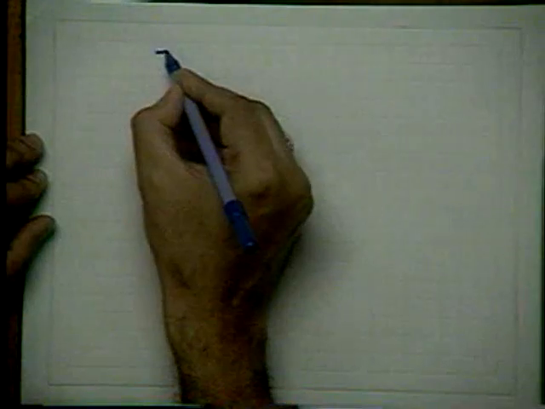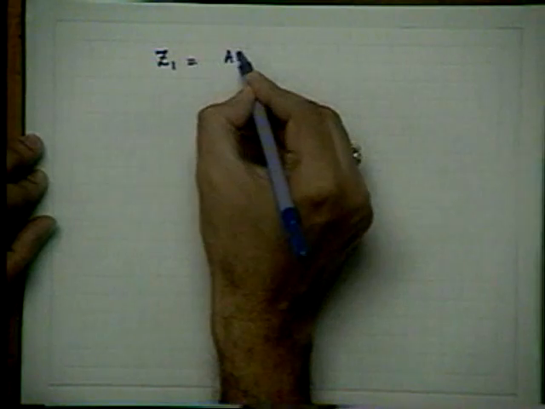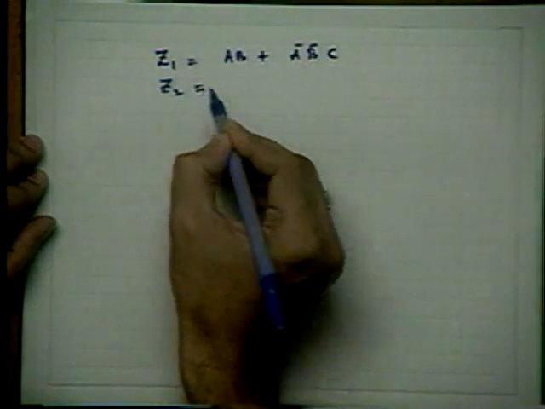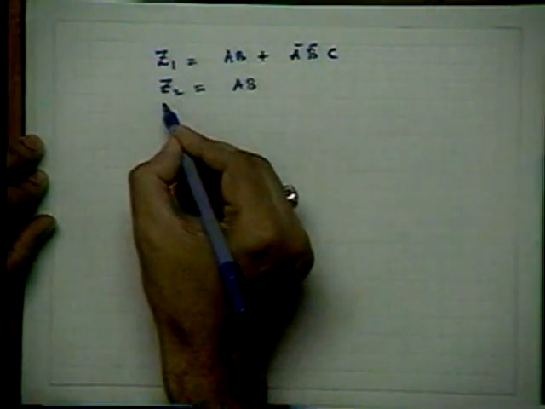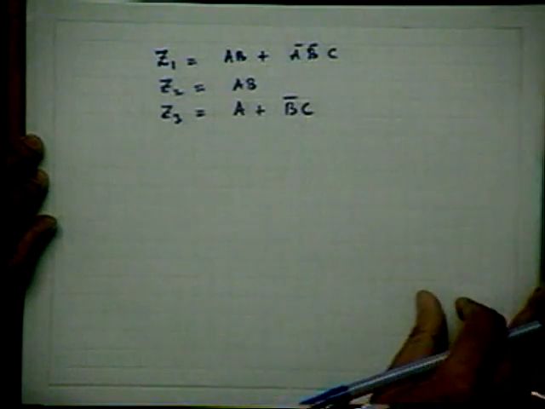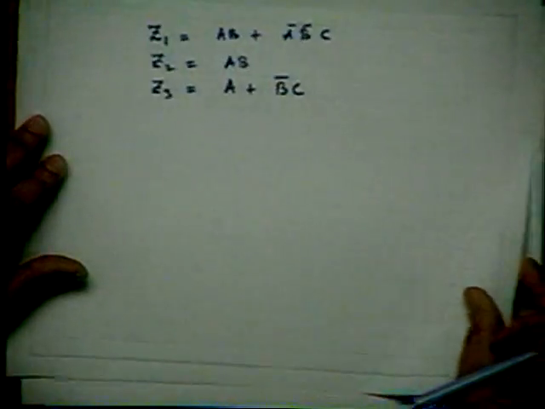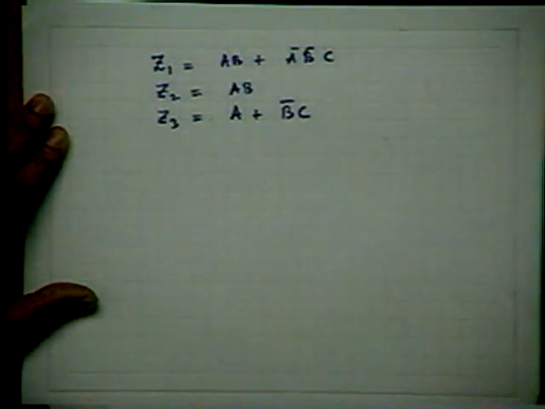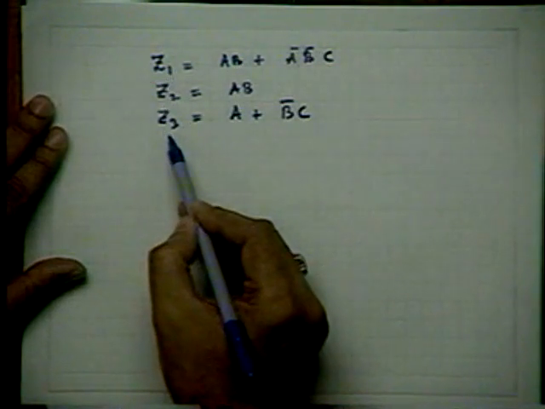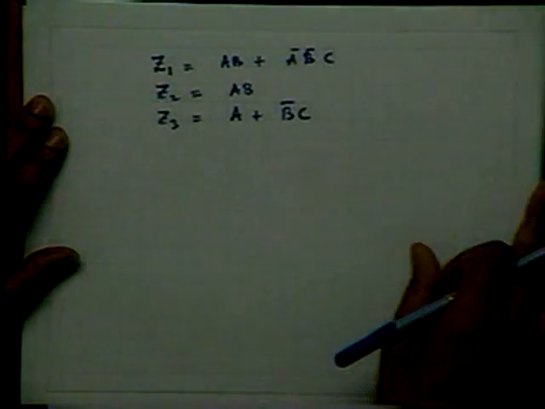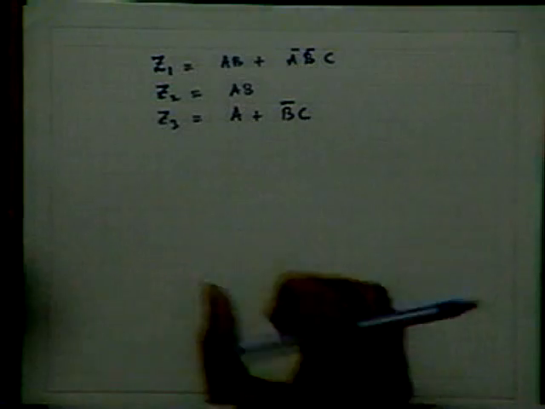Say, let us consider three functions. Z1 is AB plus A bar B bar C. Z2 is equal to AB, and Z3 is equal to A plus B bar C. So there are three output functions, Z1, Z2, Z3, and three variables A, B, and C, and their complements. And I want to realize these Z1, Z2, Z3 using an approach which is called, sorry, not field programmable, simply programmable logic arrays.